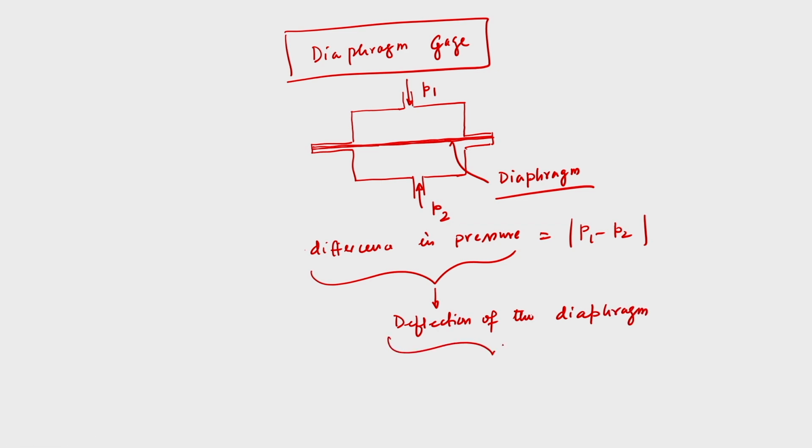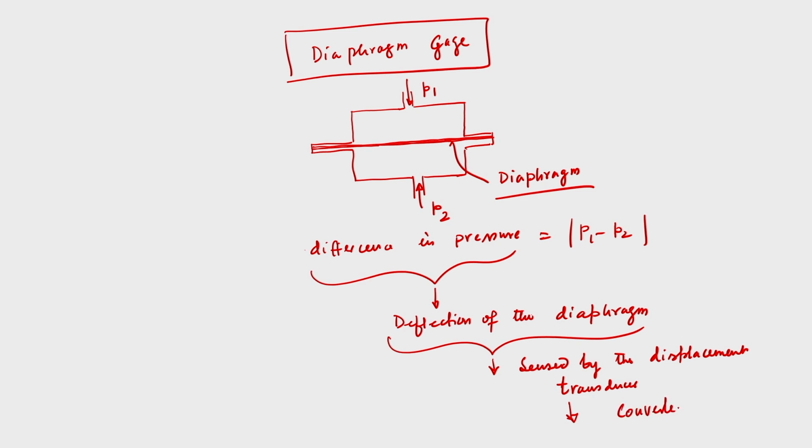Now, this deflection will be sensed by a suitable displacement transducer, and this displacement can be converted to an electrical signal.